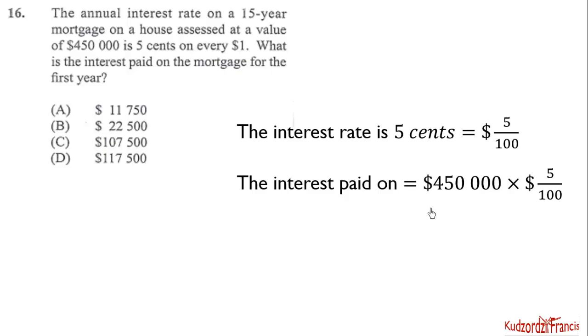So we can simplify this. 100 goes here, 4,500 times 5 times 45, that will give us 22,500. So the correct answer is this, 22,500.